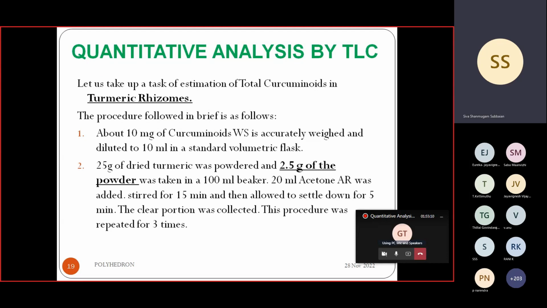Now, with the explanation on semi-quantitative analysis completed, I'm taking up real quantitative analysis by TLC. In this case, I'm taking finding out the total curcuminoids present in turmeric rhizomes as a case study. With this case study, we'll try to understand how we can conduct a quantitative analysis by TLC.